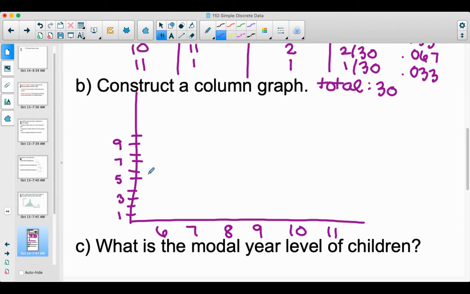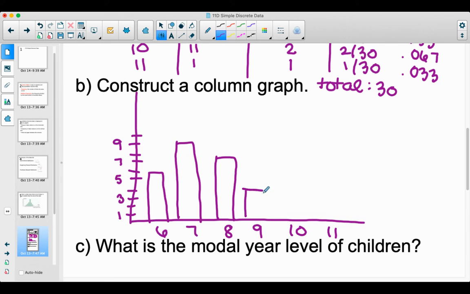So 6 showed up 6 times. So then we're going to draw a bar up to the 6. 7 showed up 9 times. So your bar will be up to the 9. 8 showed up 8 times. So then we're going to be at 8. 9 showed up 4 times. 10 showed up 2 times. And 11 showed up 1 time. And that would be our column graph.